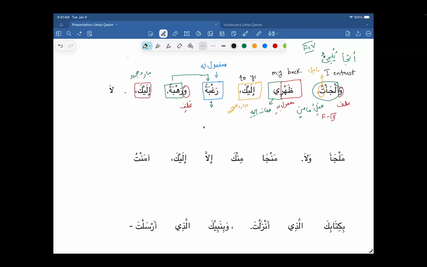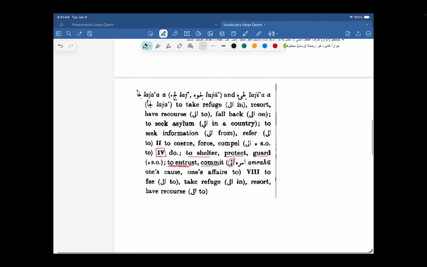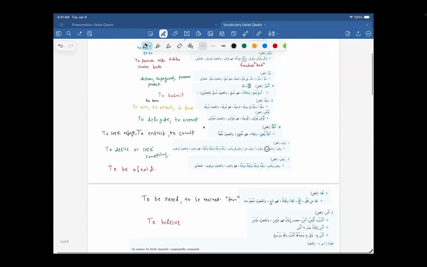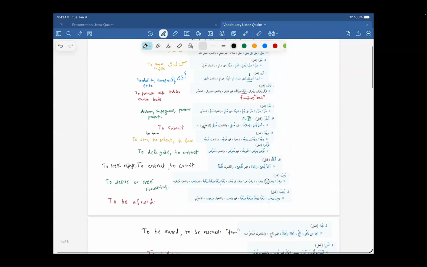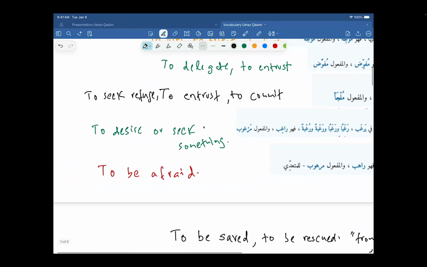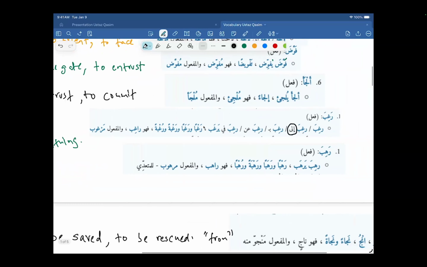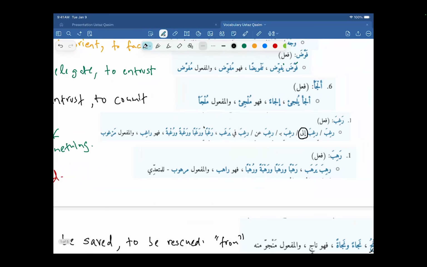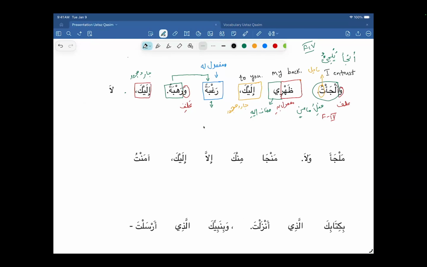Now comes maf'ul lahu, raghbatan. Let's look at some vocabulary again. Raghiba yarghibu, from Bab Samia. Raghiba ila means to desire or seek something. And look, the masdar is also given here: raghban, raghaban, and raghbatan. I believe raghbatan is the masdar that's used here.